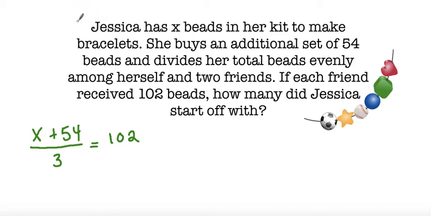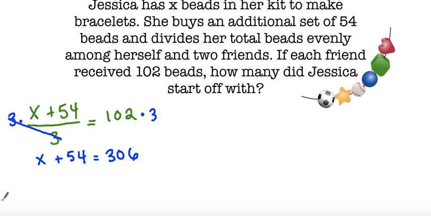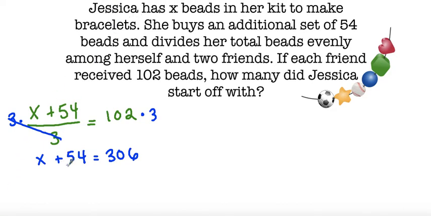To make this a little bit easier, we can multiply by 3 so that this cancels out. So we multiply this by 3. Now we have x plus 54 is equal to 102 times 3, which is 306. Now to isolate our x, we have to subtract 54 from both sides. So 306 minus 54. This cancels out.